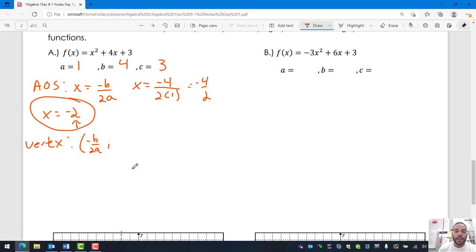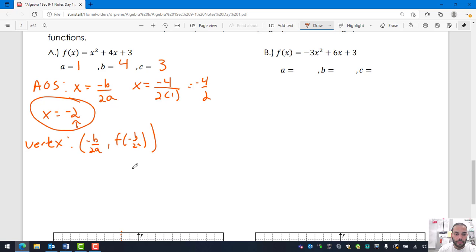Then your y coordinate is going to be whatever you get back after you plug in this number into your original equation. It's going to look a little bit weird how I write this, but the mathematical way to write this is, if you want to plug this number into that equation, what you get back is f of negative b over 2a.